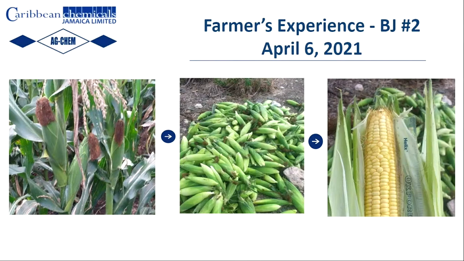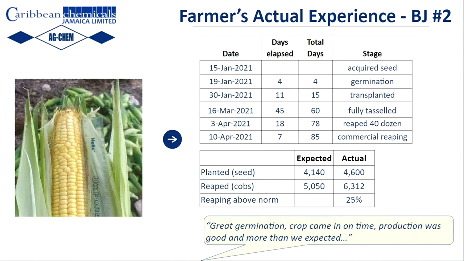And this was it. So we realized that the plants were producing an average of 2 cobs, where each cob was measuring an average of about 16 to 17 centimeters with a nice color, a nice development. And what we actually observed, so the farmer, after planting about 4,600 seeds, thought that she would have only seen about 4,200 plants, so it was good germination. She got basically 100% germination. And she expected about 5,050 cobs, which she ended up receiving 6,312 cobs, right? And this would be about 25% greater than the expected volume, right?